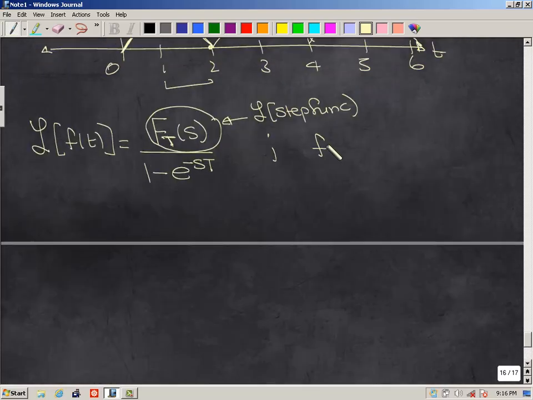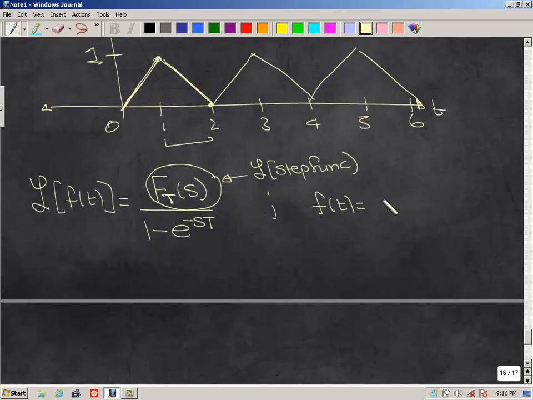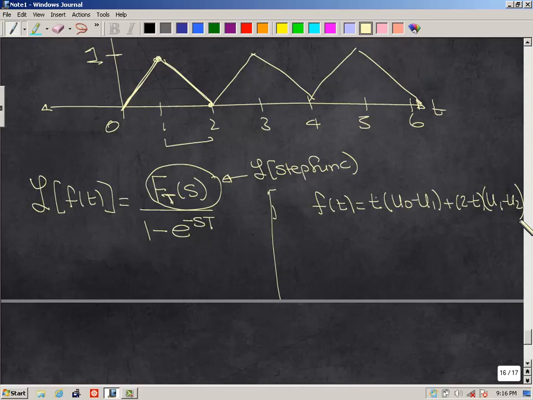Once you write f in terms of that, little f. So the first thing I'm going to do is write f in terms of that. If you notice, the first piece comes on at 0 and stays on till 1. So from 0 to 1, the value is going to be t. I'm just doing some scratch work on the side. So we get t times u of 0 minus u of 1. And after that, it's going to be 2 minus t. So we get plus 2 minus t times u of 1 minus u of 2. That's only up to that period. And then we rearrange this.